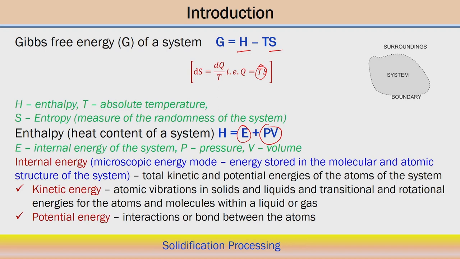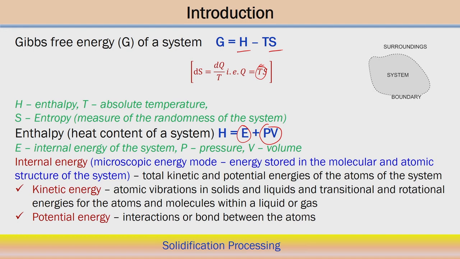Now, how can we represent the internal energy of a system? Internal energy of a system can be of two different types. One is kinetic energy and the other is potential energy, and the summation of kinetic energy and potential energy represents the internal energy of a system. At the molecular scale, the internal energy can be interpreted in terms of microscopic energy modes. So, here it is energy stored in the molecular and atomic structure of the system.